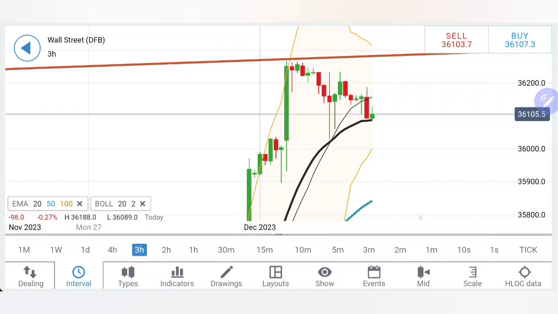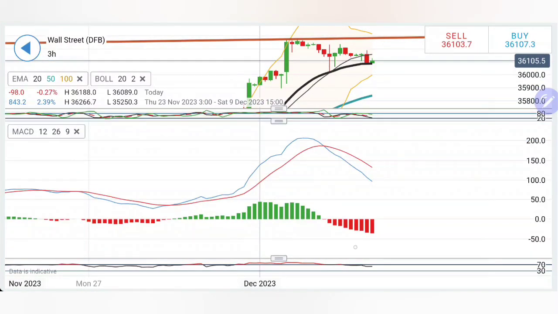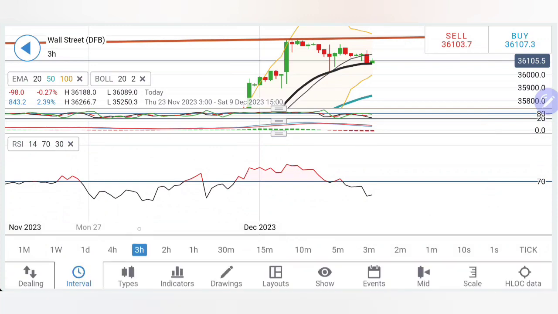Only and only reversal confirmation, only and only bullish confirmation if you see US30 staying above the 36,200, 250 zone. Stochastic has dropped, MACD is divergent and bearish, RSI has dropped as well.